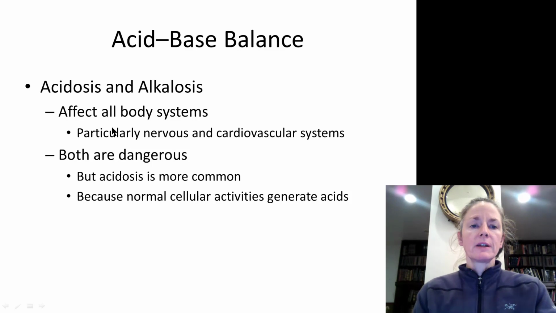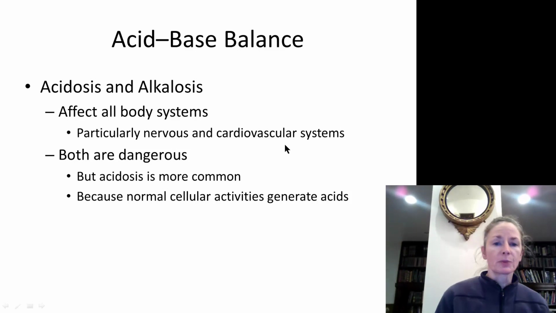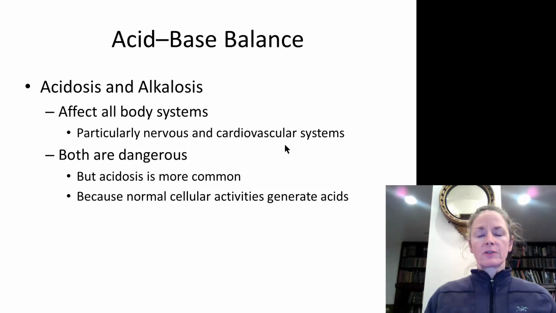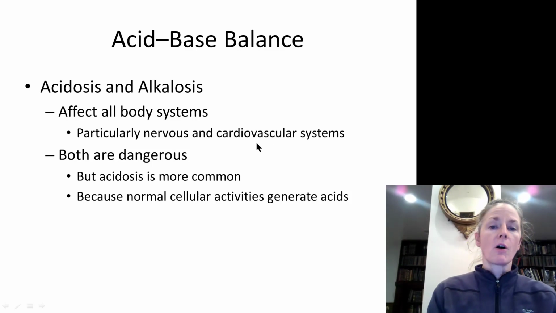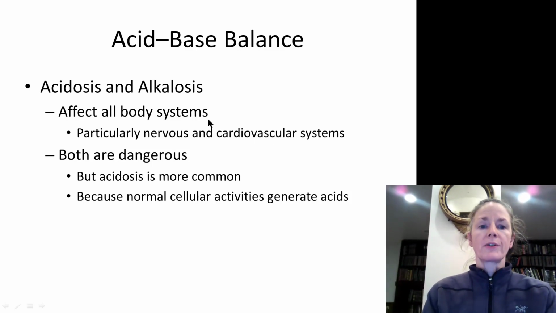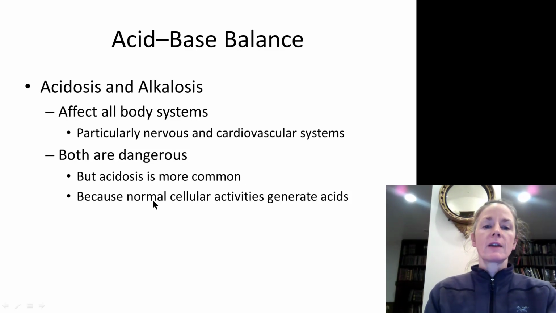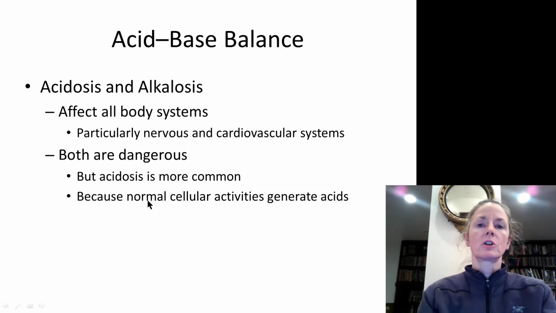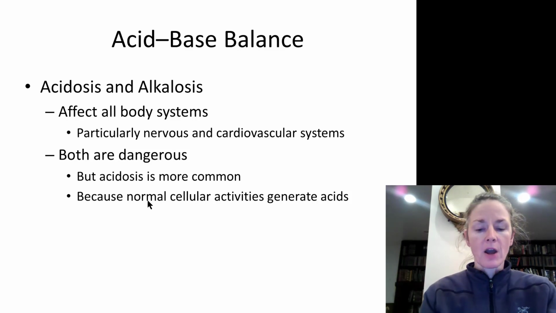Both of these will affect all body systems. We're going to see nervous and cardiovascular systems affected first, and since these are central to regulating other systems, if they start being affected, then all the other systems will start to fall along with them. So both are dangerous. Acidosis is more common, but in either case they can be quite dangerous, and being able to determine whether somebody has acidosis or alkalosis and whether it's respiratory or metabolic are key factors in treating someone who's coming into the ER or into treatment with some kind of metabolic or respiratory problem.